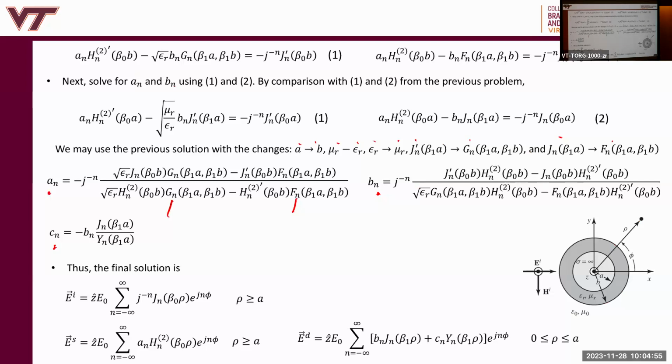Okay, so we have the final solution. E incident is z hat E naught e to the minus j beta x. So this is the incident electric field, it doesn't have any coefficients, right? The scattered field has the An's. We know what the An's are now. And the dielectric fields have Bn's and Cn's. Here are the Cn's, here are the Bn's. Yeah, so we solved the problem.